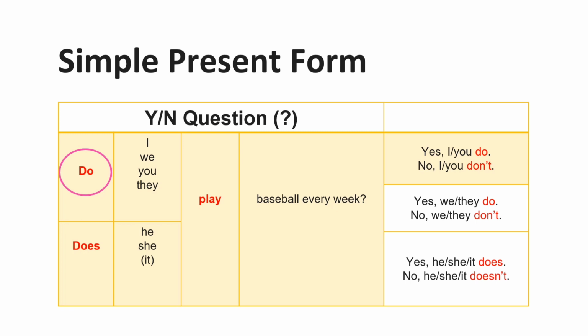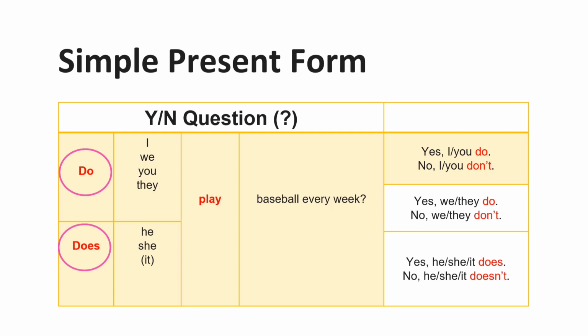Do for I, we, you, and they, like do I play baseball every week? Do you play baseball every week? Etc. And does for he, she, and it. Does he play baseball every week? And we also have the short answers on the right.